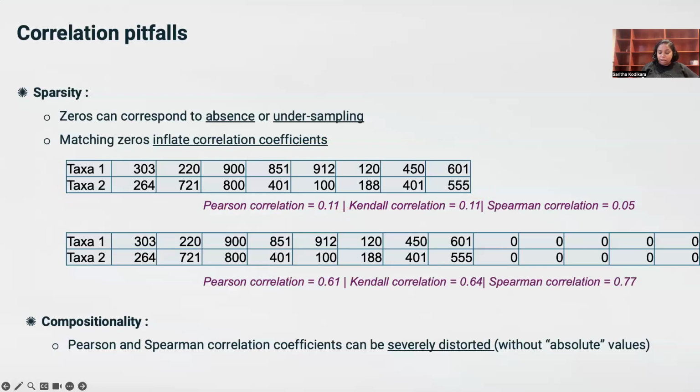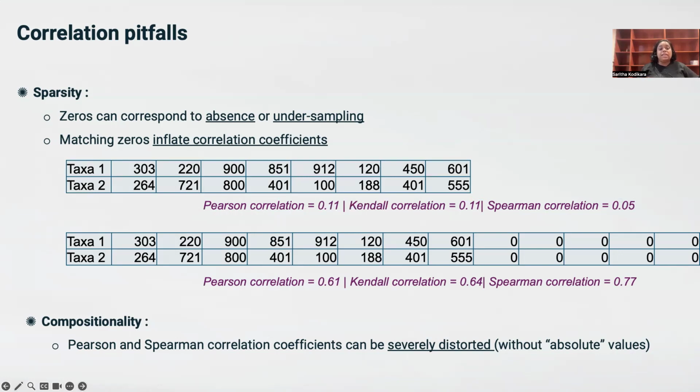For the same data, I just added a few columns of zeros, and you see that the correlation increases to 0.61. This increase is a valid increase if they were actual absences. But you don't really know if these absences are actual or due to undersampling. So in most cases, there will be inflated correlation values due to these matching zeros.